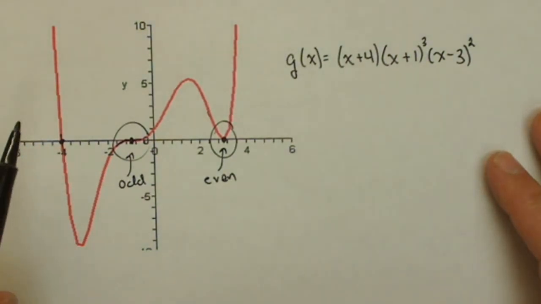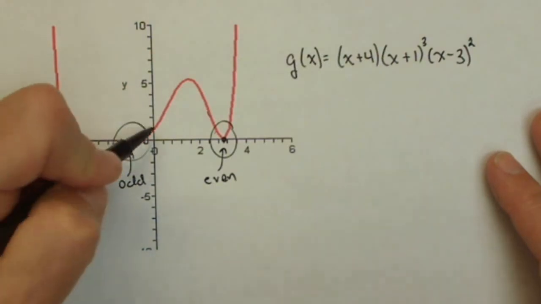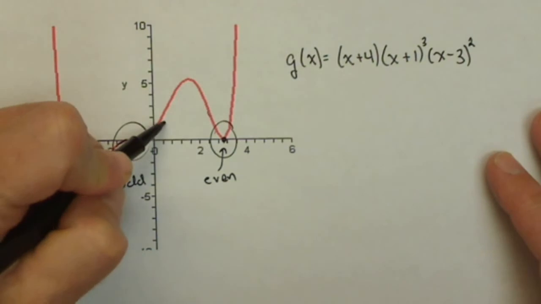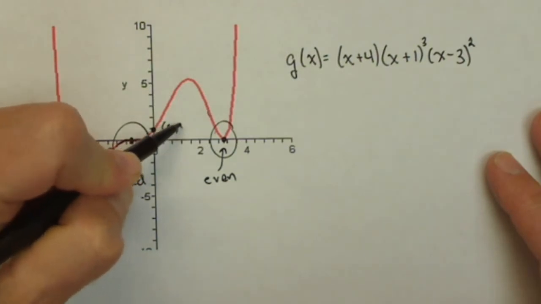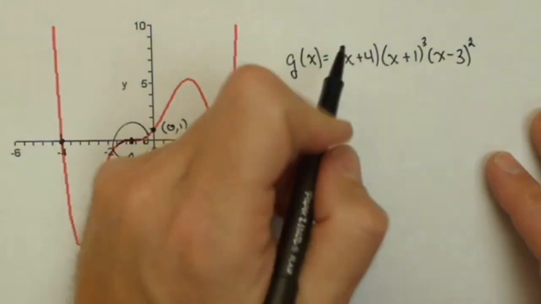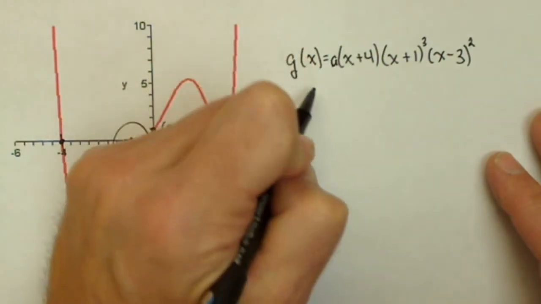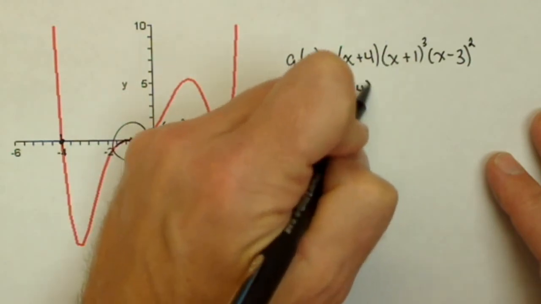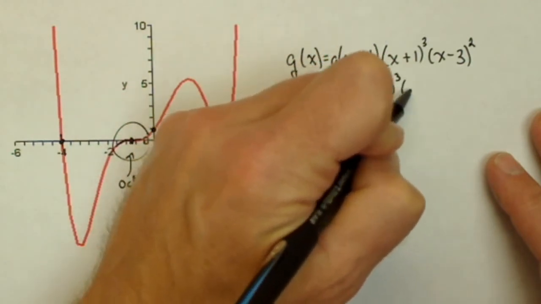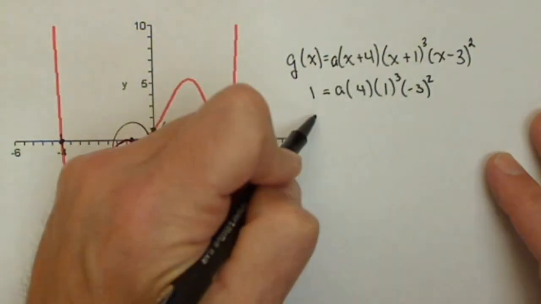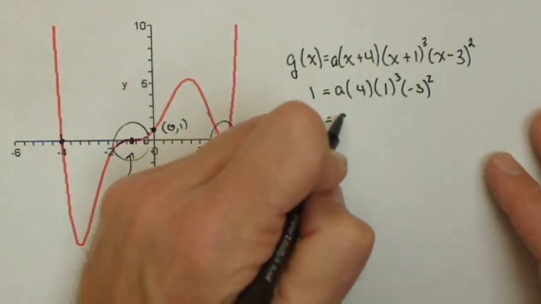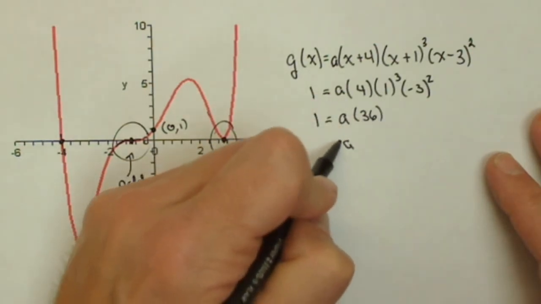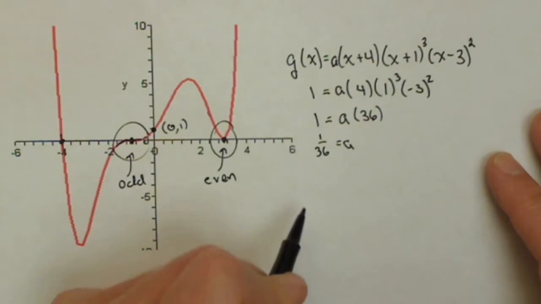So far, we're doing really well. Except we need to make sure it's this unique polynomial, and we're going to find one point that's not on the x-axis. How about this point here? The point 0, 1. So what we do, like we did last time, we're going to put that a in, and that means this has to be 1 when x is 0. So 4 times 1 cubed times -3 squared. So we're going to have a times 36, or a equals 1/36.